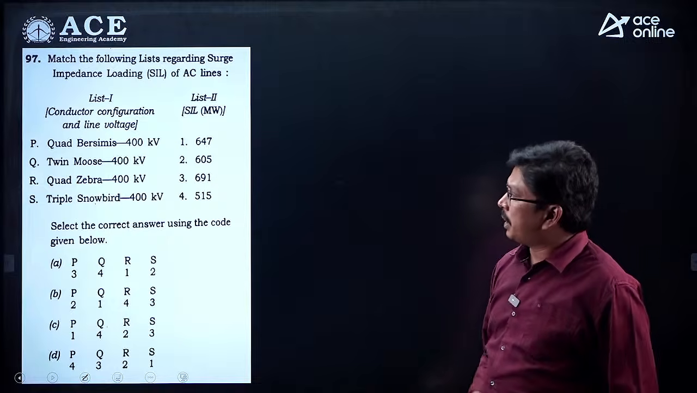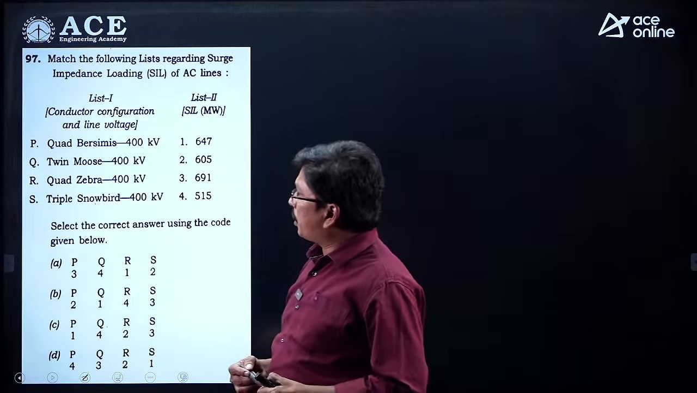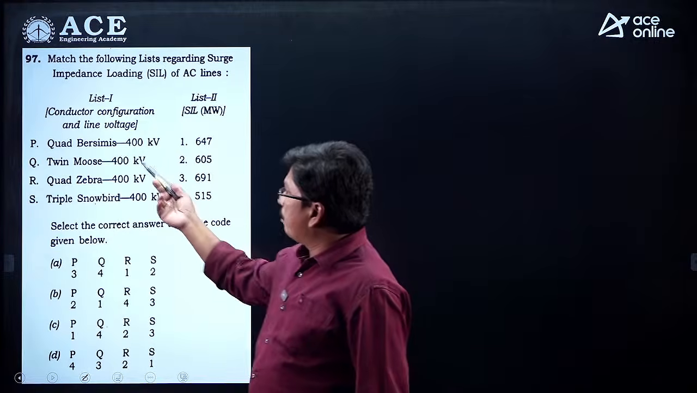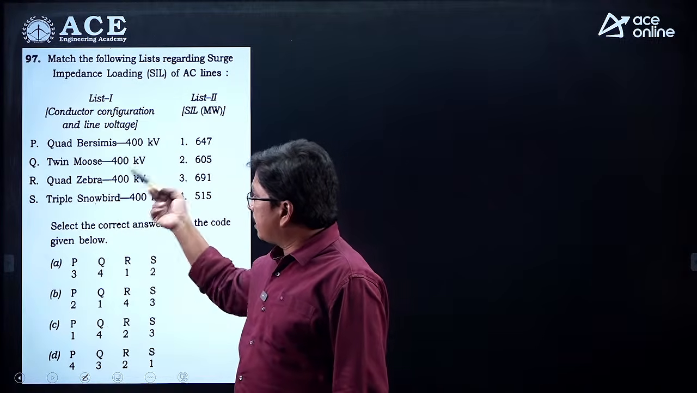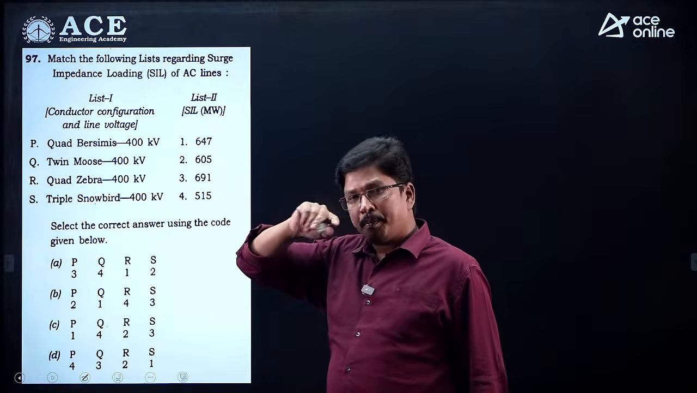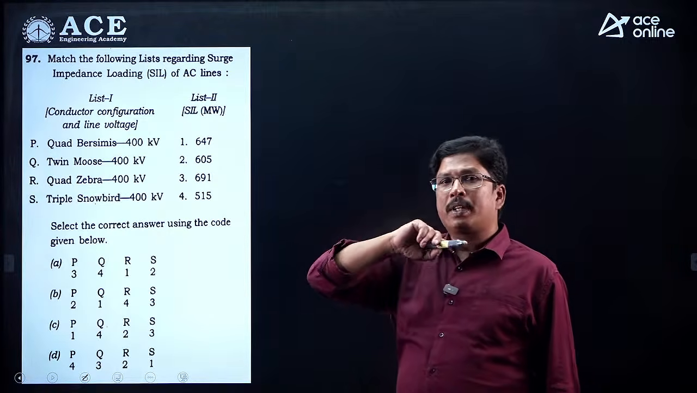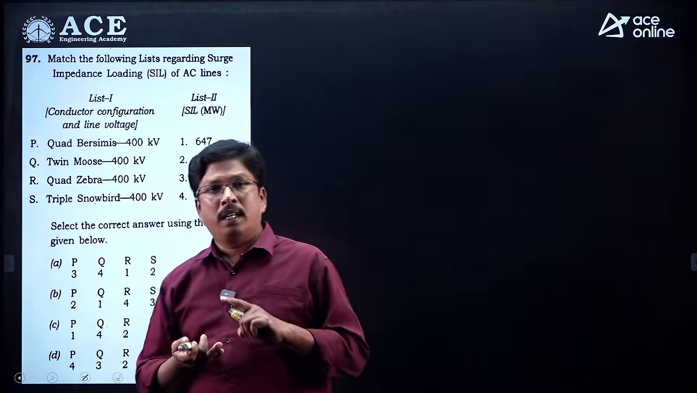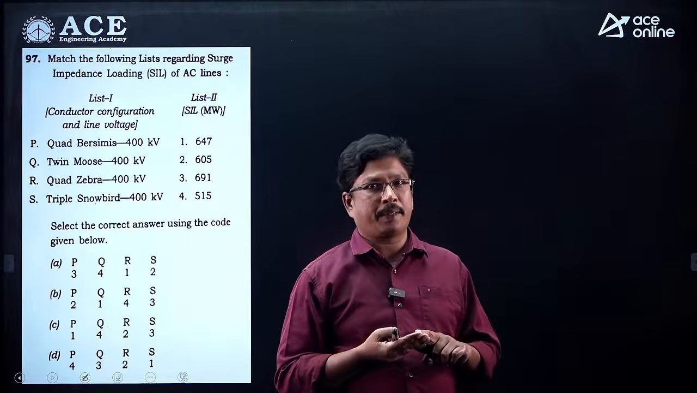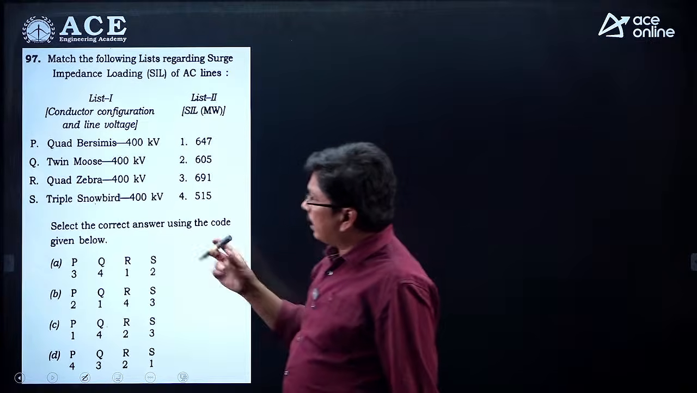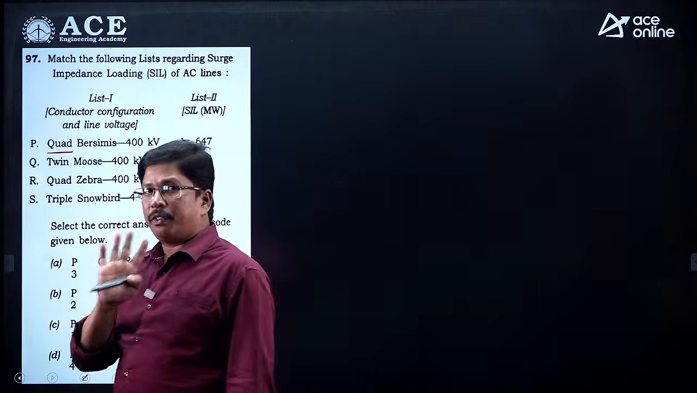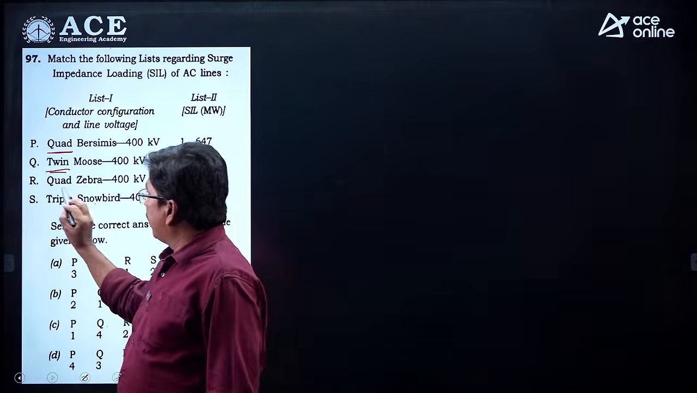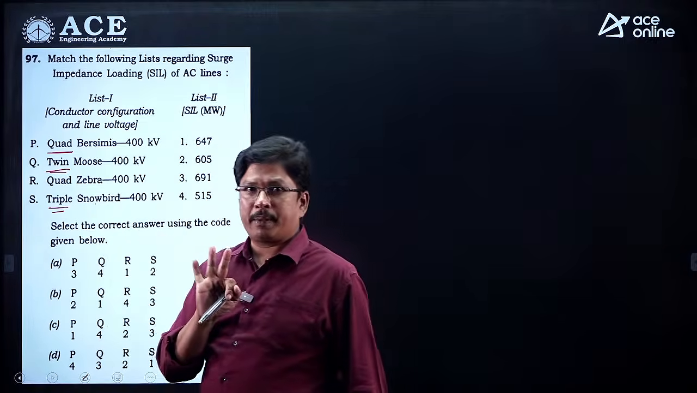And coming to the next question, students, it is a question based on the types of conductors. It is given that Beer-Smith conductor, moose conductor, zebra conductor, snowbird conductor. I have shown in the classroom some of the conductors like dog conductor, panther conductor, moose conductor, zebra conductor, like that, right? Quad conductor means there will be 4 strands. Twin conductor means 2 conductors will be there, right? Triple conductors means 3 conductors will be there, right?